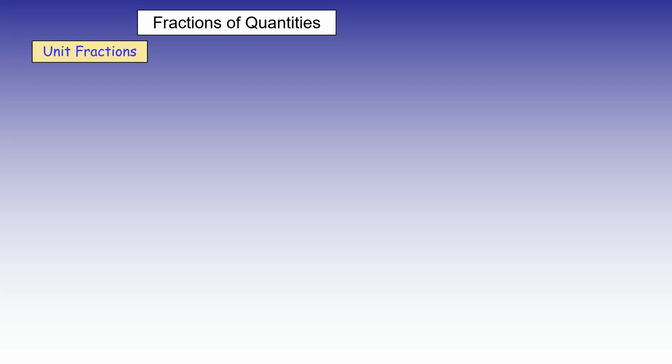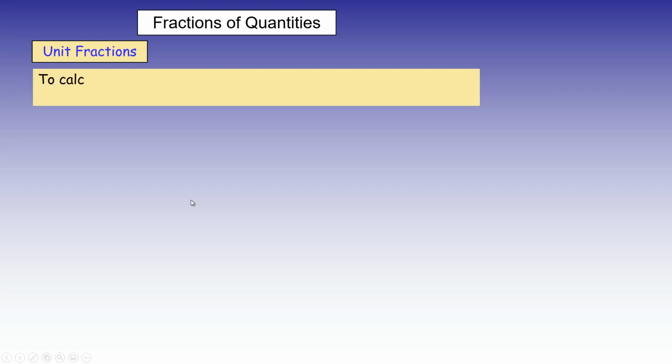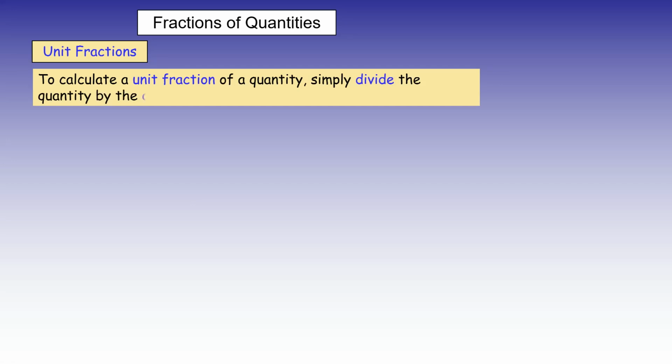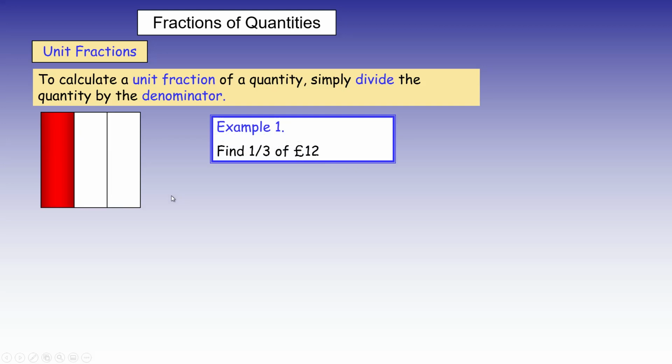Okay, so we're going to be calculating unit fractions. Okay, let's have a look at our first example. Well, information we've got there, to calculate a unit fraction, we divide by the denominator. Okay, so we've got to find a third of 12. Now, if we remember, let's recall what our numerator is and our denominator. So we've got a third. That's the number on top, numerator. And the number below is the denominator.